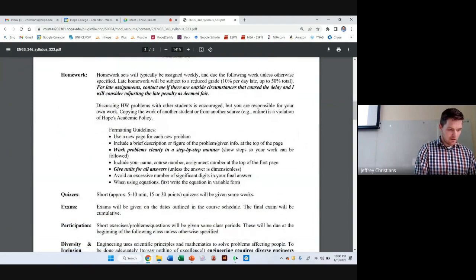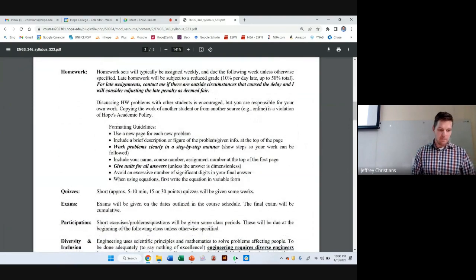The homework sets, I do not require specific formatting, so not engineering paper. That said, I have specific guidelines here that I would like you to take into account. They're the same guidelines that we used in Thermo, although I would say that they were followed with varying degrees of exactitude. A new page for each problem.